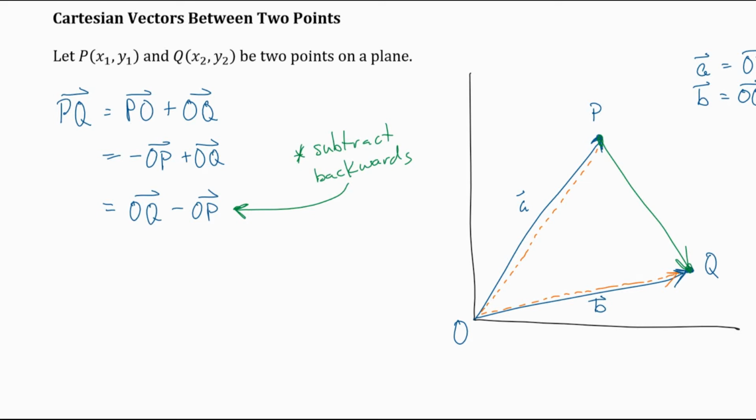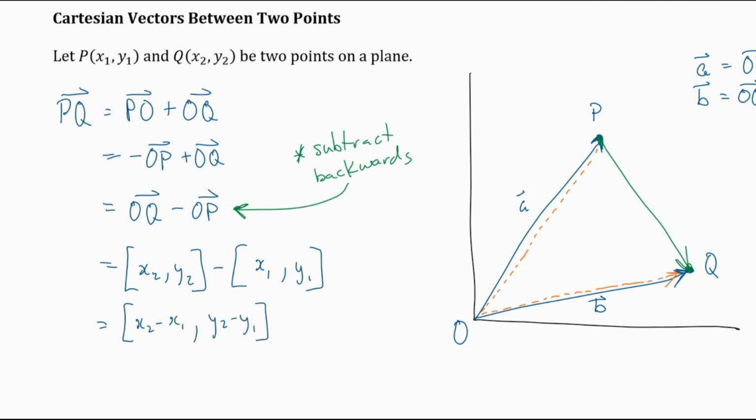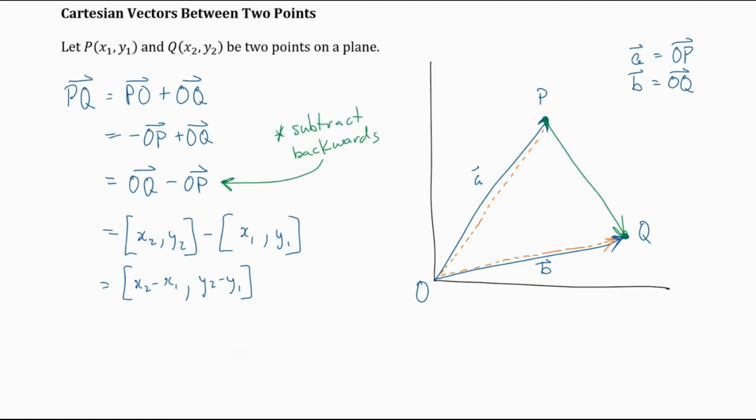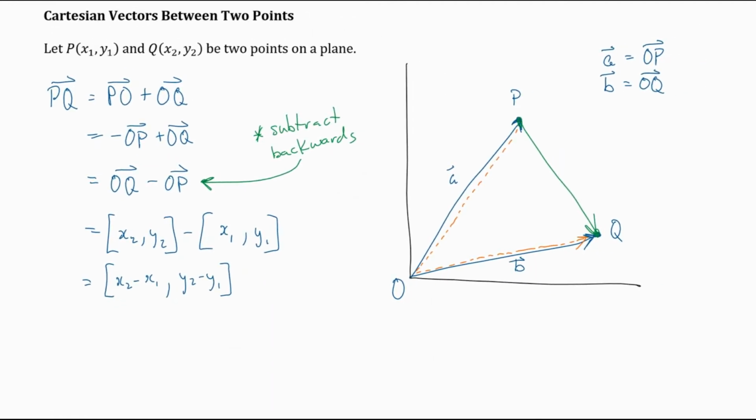And OQ is from the origin 0 to Q, which is x2, y2. Now I'm not just writing out the ordered pair because now I'm defining it as a vector. That's a subtle difference. And then x1 comma y1. And this would be x2 minus x1, comma y2 minus y1. Okay, and that's how I could find a vector defined from P to Q.